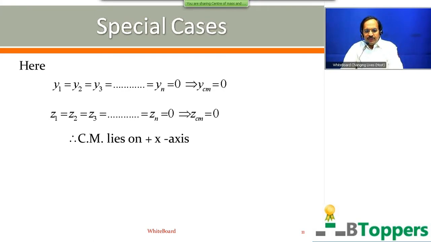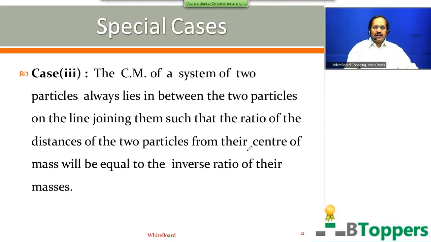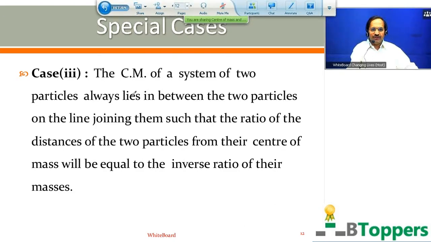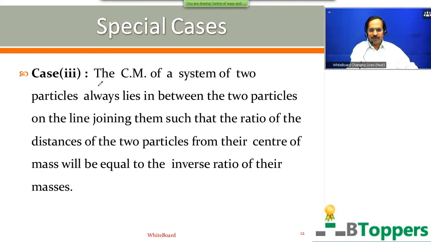I am going to show you the notes for the next special case, case 3. Coming to case 3, first I have shown you the conclusion statement of special case 3, which I have discussed before. The center of mass of a system of two particles always lies in between the two particles on the line joining them, such that the ratio of the distances of the two particles from their center of mass will be equal to the inverse ratio of their masses. Come on, copy down this conclusion. It's a result you have to remember.